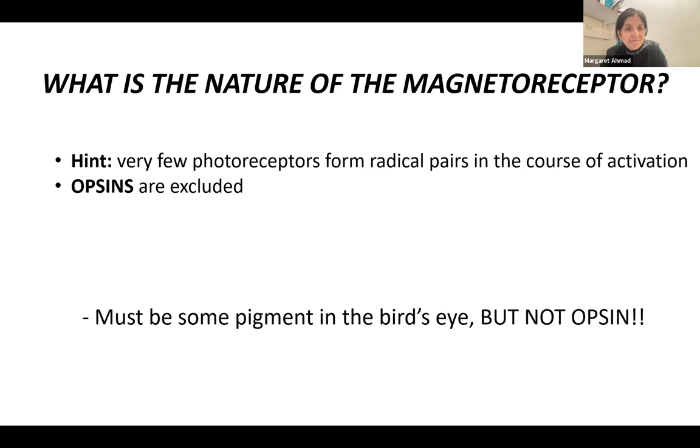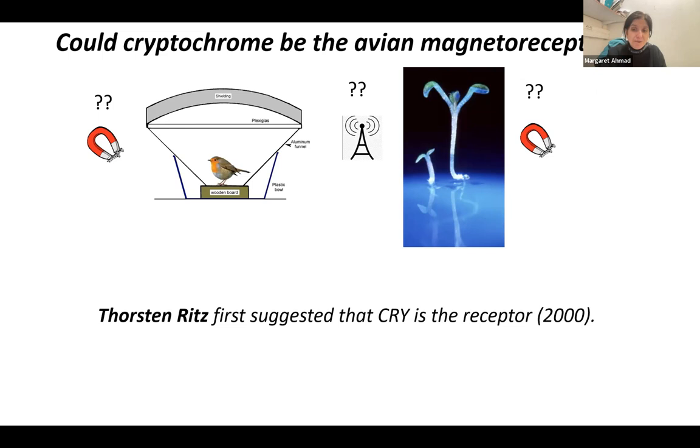Next slide. Torsten Ritz was the one who first suggested cryptochrome. So in a real sense, he is the founder of our field. An absolutely brilliant stroke of genius. This was his suggestion completely, that all of these effects might be due to a photoreceptor that had been identified in plants of all places.